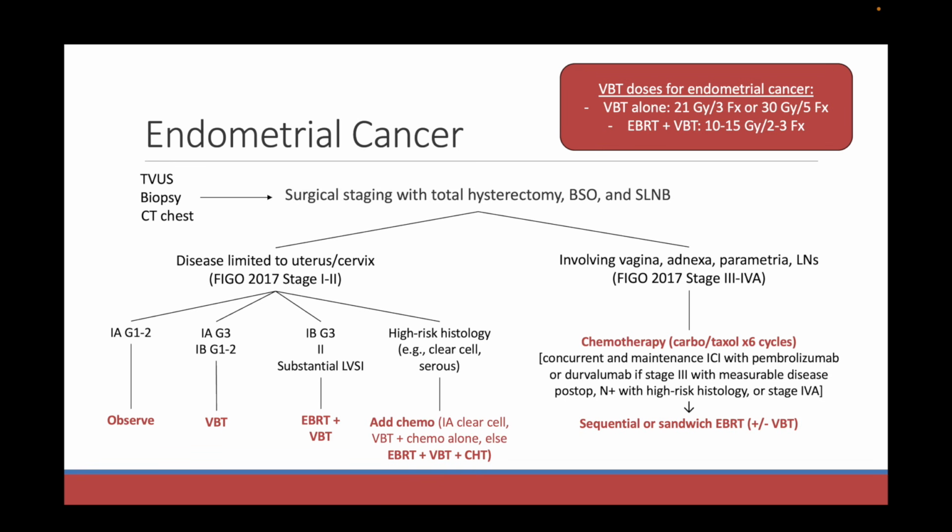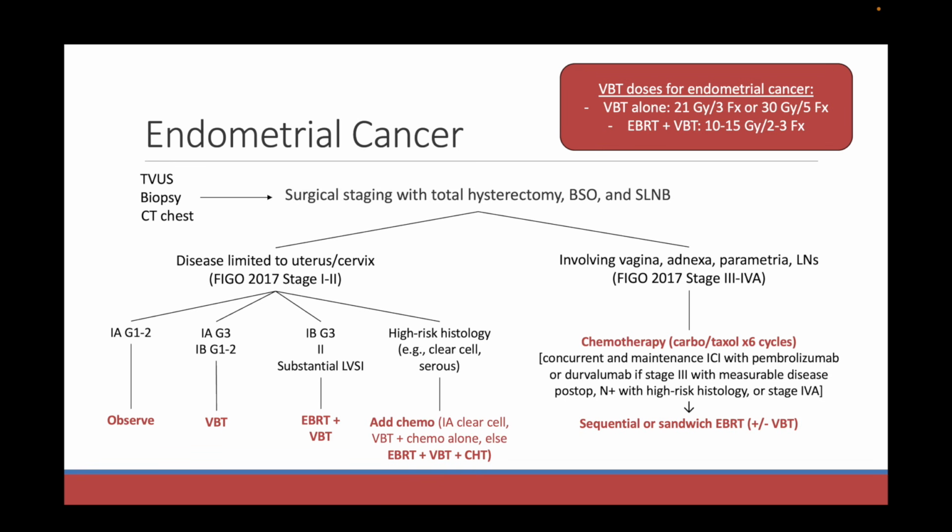Now, the vaginal brachytherapy doses are listed at the top of the slide. So if you're just doing vaginal brachytherapy alone, you can do 21 gray in 3 fractions or 30 gray in 5 fractions. We often prescribe this either to the surface or to the depth, 5 millimeters depth usually. And then if they're getting upfront external beam, the vaginal brachy dose is lower. So it can be 10 gray in 2 fractions or 15 gray in 3 fractions.